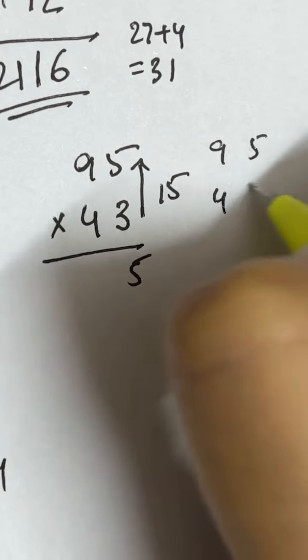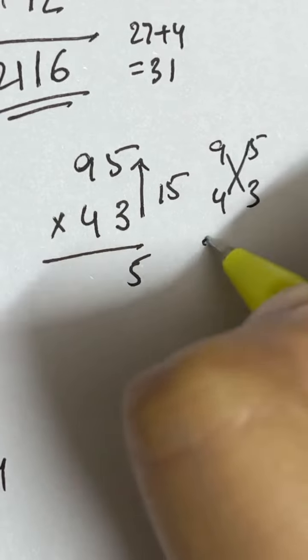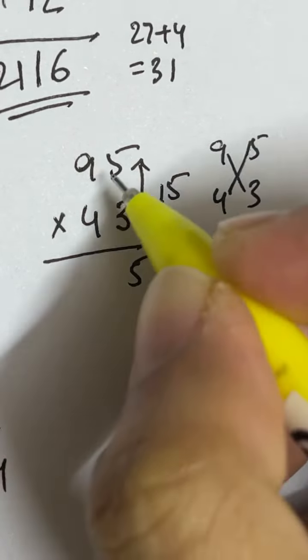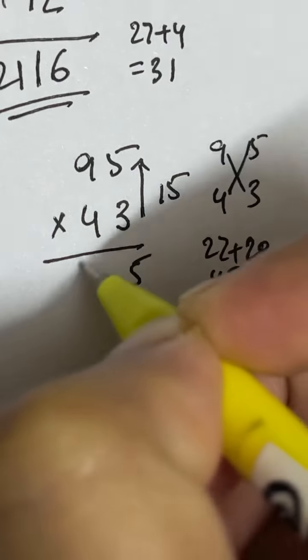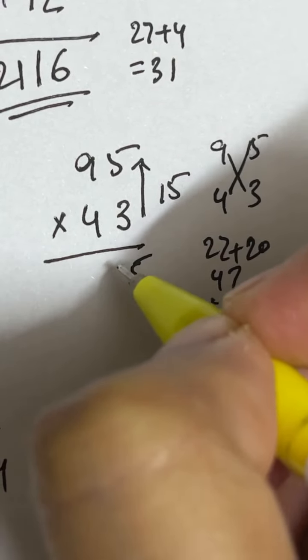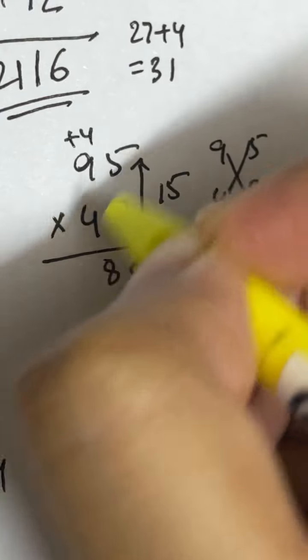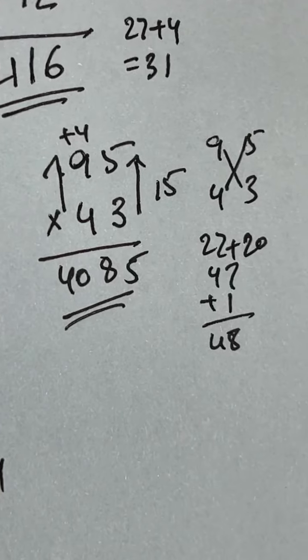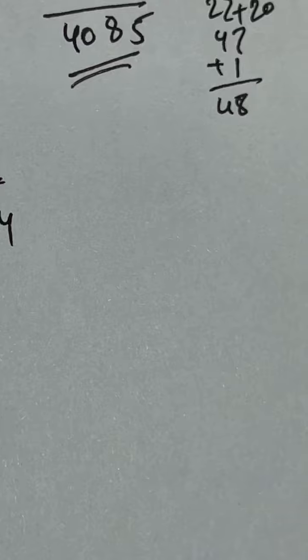9, 5, 4, 3. 9 times 3 is 27 plus 20. That's 47. You have 1 carry over. That's 48. So you will write down 8. 4 carries over. 9 times 4 is 36 plus 4, 40. Done. Okay, let's see one more example so that you get practice.